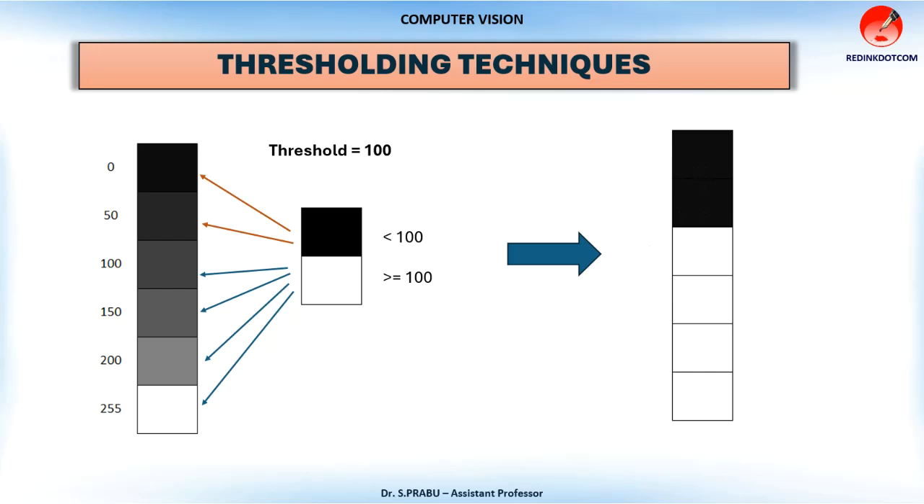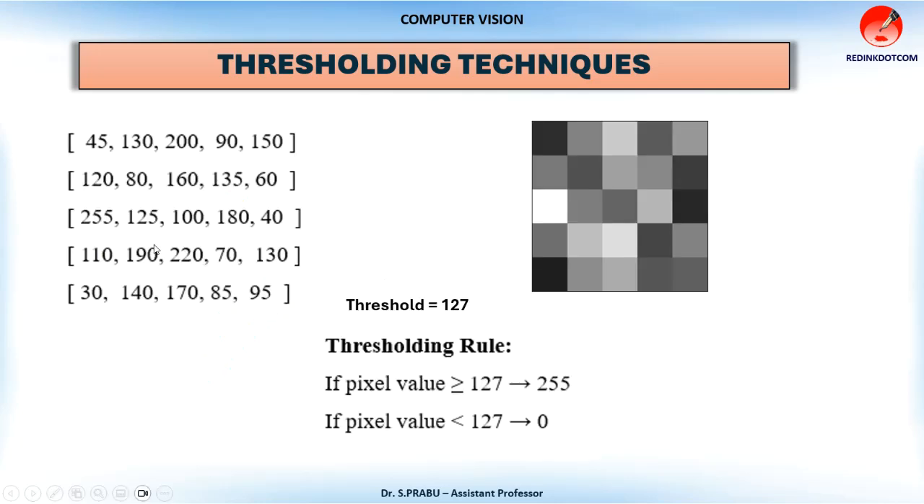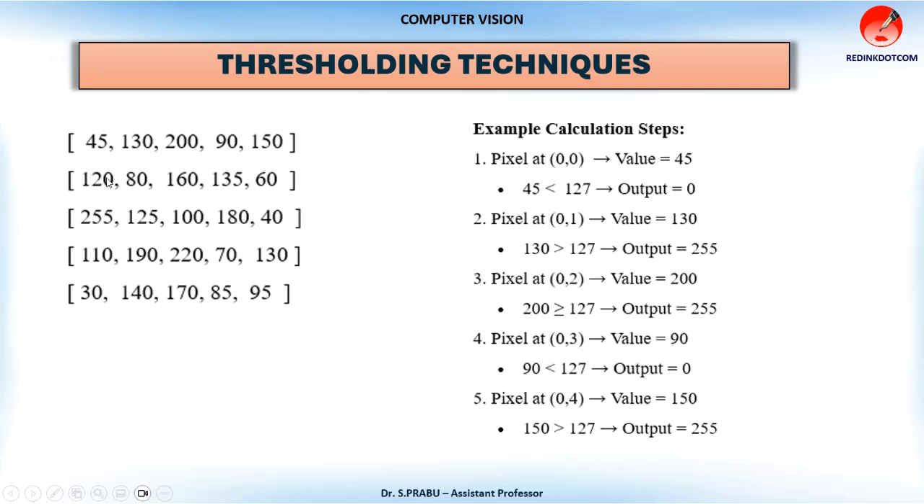Now let's see one actual example. The picture information can be represented as a 5 by 5 matrix. The image looks like this. I fix the threshold value as 127. Now I fix the thresholding rules. Those pixel values less than 127 become black color. Those pixel values greater than or equal to 127 are converted into white color. Now I am going to apply this rule to all pixels.